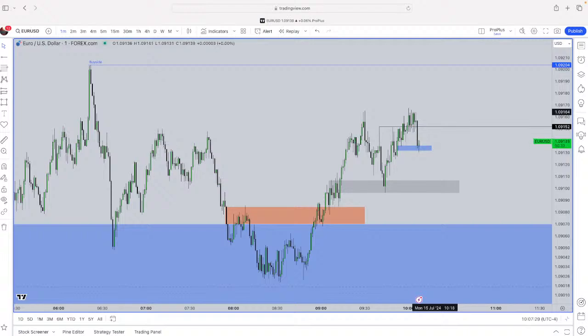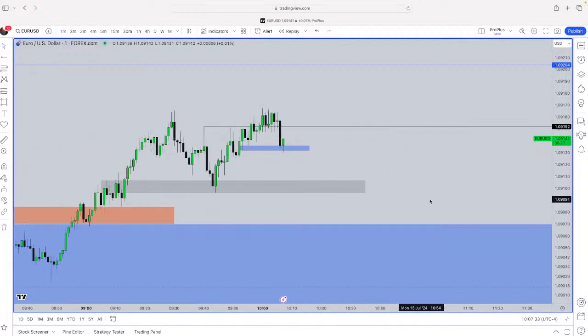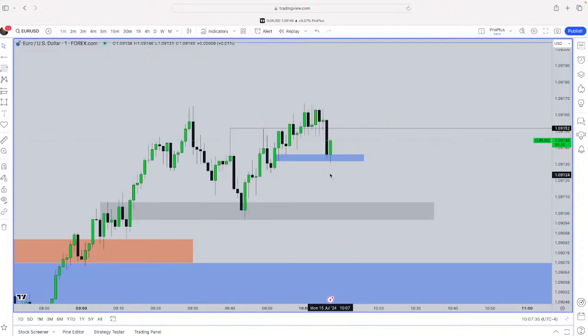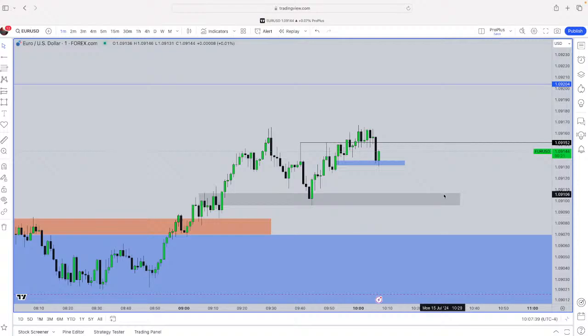Euro's just tapped back into the implied fair value gap. Here, implied fair value gap. Let's see if it wants to run now.